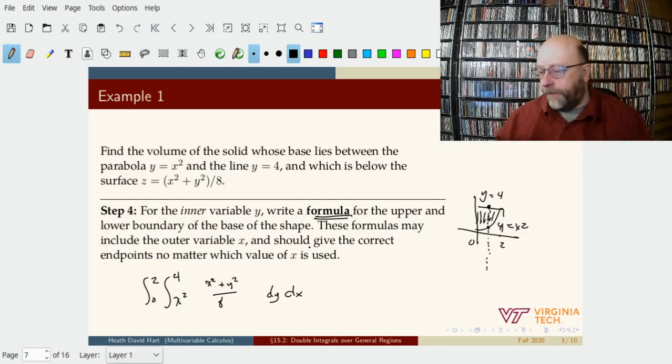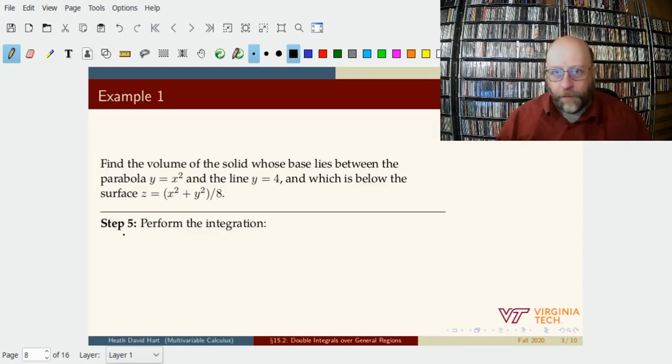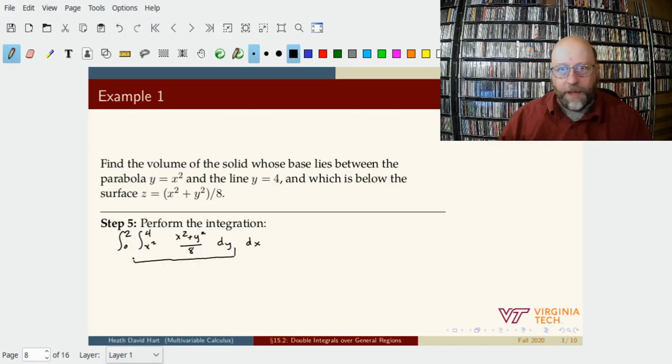All right, let's work out this problem here. So we want to integrate from 0 to 2, integrate from x squared to 4, x squared plus y squared over 8 dy dx. We start with the inner integral. So the integral from x squared to 4 of x squared plus y squared over 8 with respect to y.